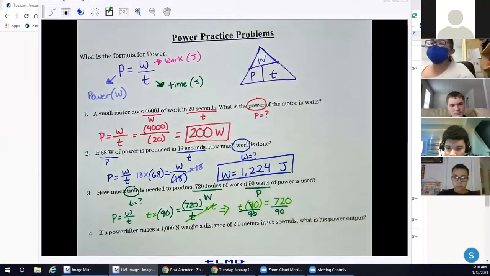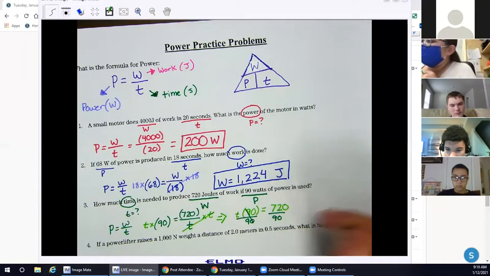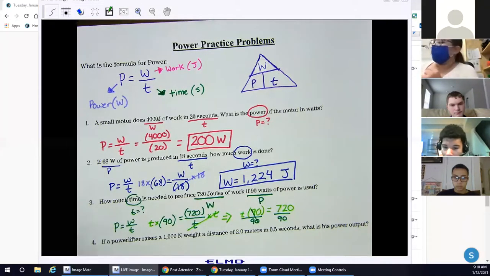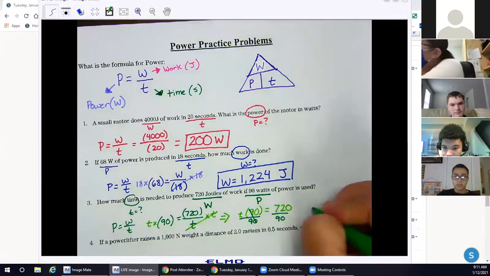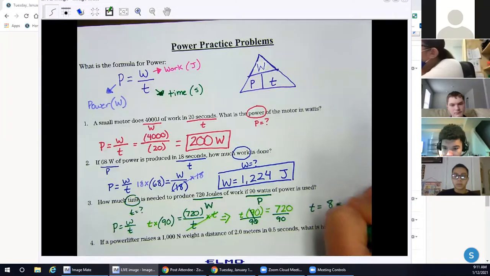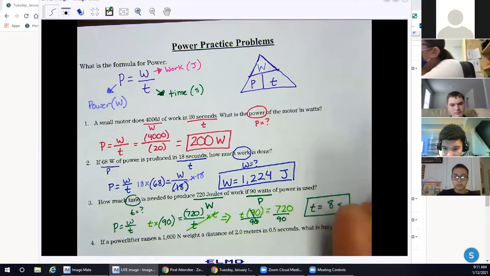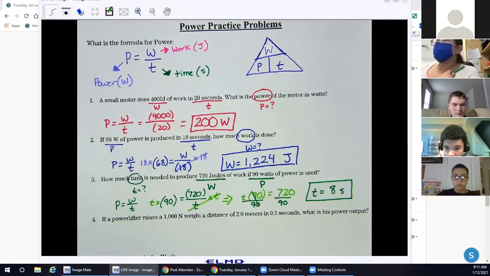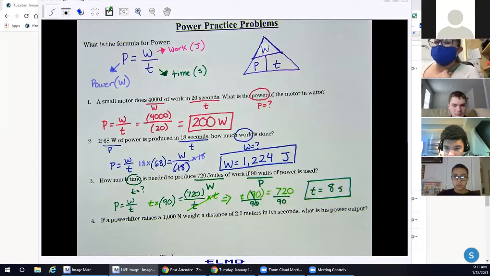So it's 720 divided by 90, which is our work divided by our power. So 720 divided by 90 is going to be 8. So our time is 8 seconds. That one was a little bit more complicated if you choose to use the algebra way, so I do suggest you use the triangle to find time. It makes it a whole lot easier.